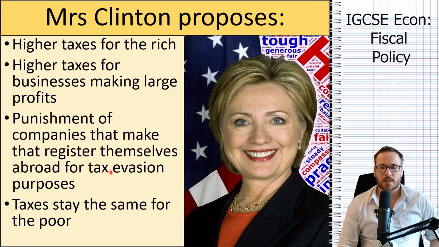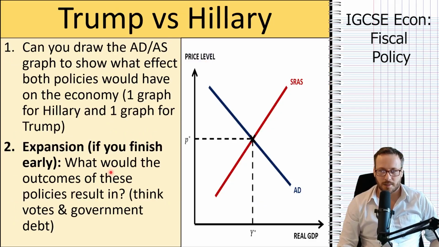Clinton, though, she's like, nah, let's tax the rich even more. Higher taxes for large profits. The problem is, if you tax companies too much, what happens? They find a way to leave the country and pay taxes elsewhere. So let's have a look at the graph then.